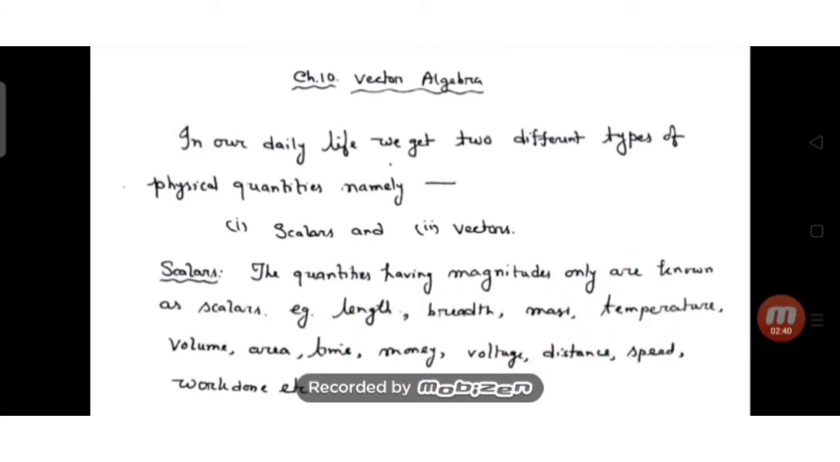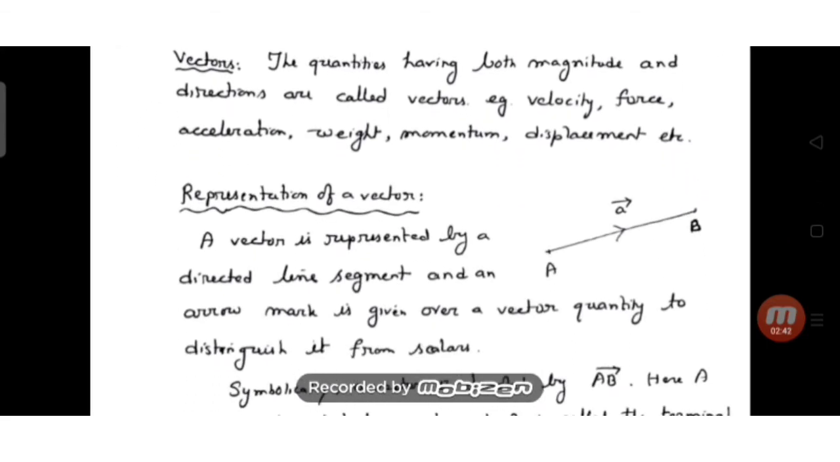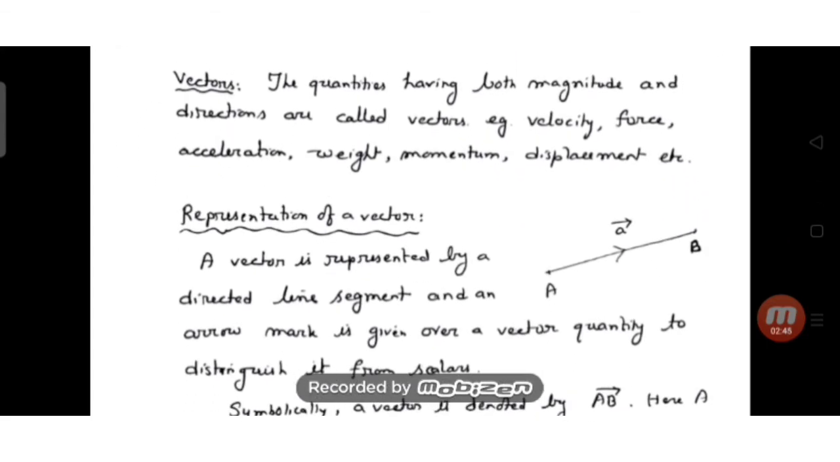Then we go to the next type of quantity, that is the vector quantity. Again, first we have to know what a vector quantity is. First, let me go to the definition. Vectors: the quantities having both magnitude and direction are called vectors. In this type of quantity, we have two measures. One is the magnitude and the other is the direction. We have to know in which direction. Direction is also important. Then this is called a vector quantity.